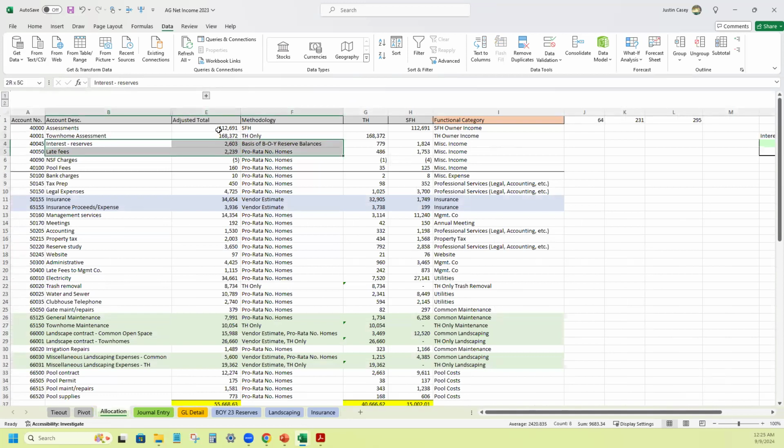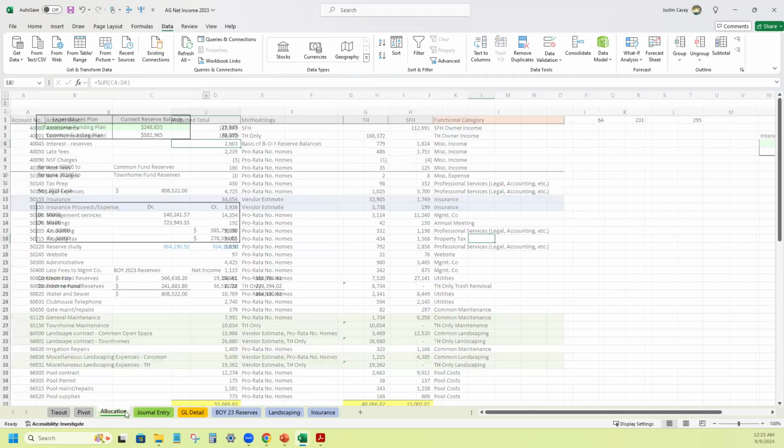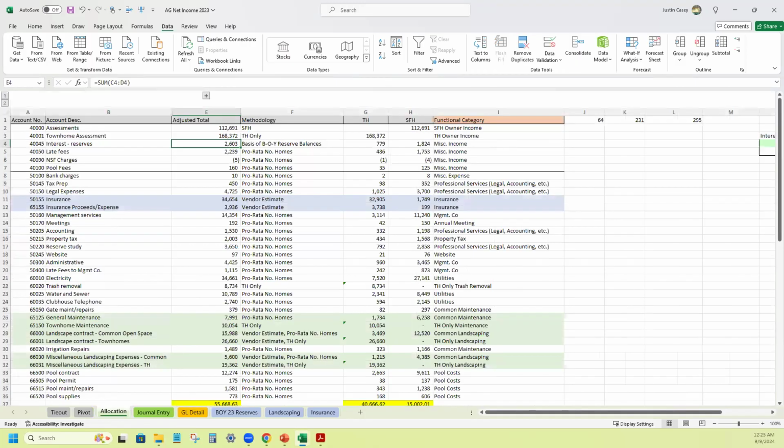If you look at the same statement from 2024, this is 2023 net income, but for 2024 you see all that interest accrued maturing, and that is allocated on the basis of basically beginning of the year balances, and we'll look at the reserve study for that allocation. Late fees.